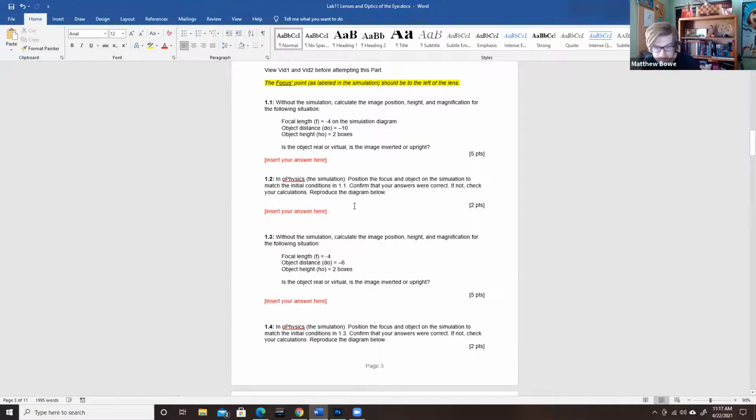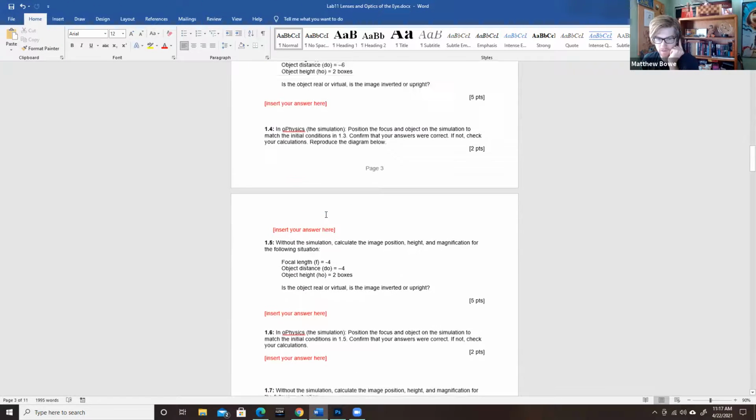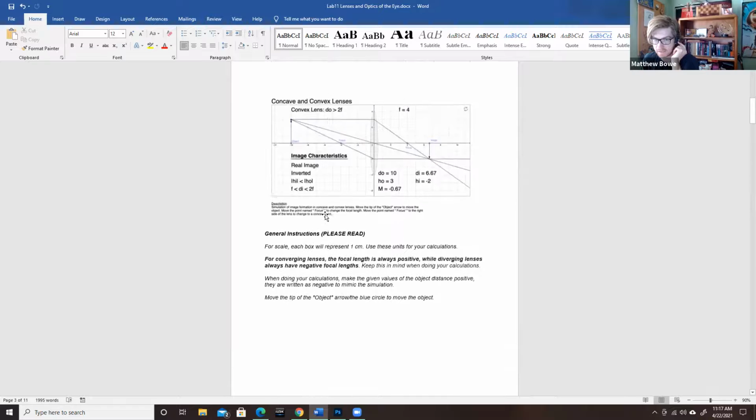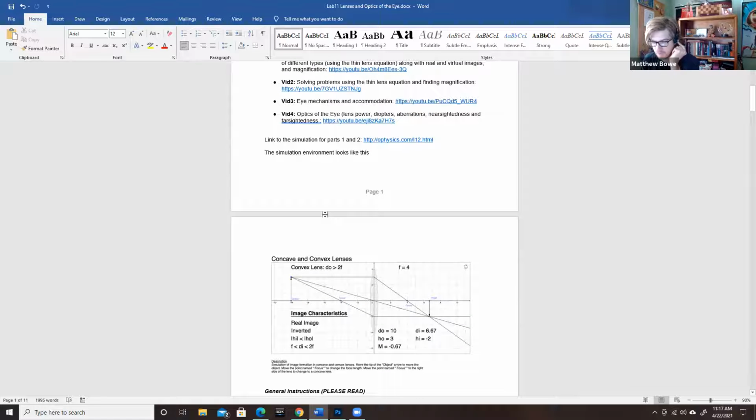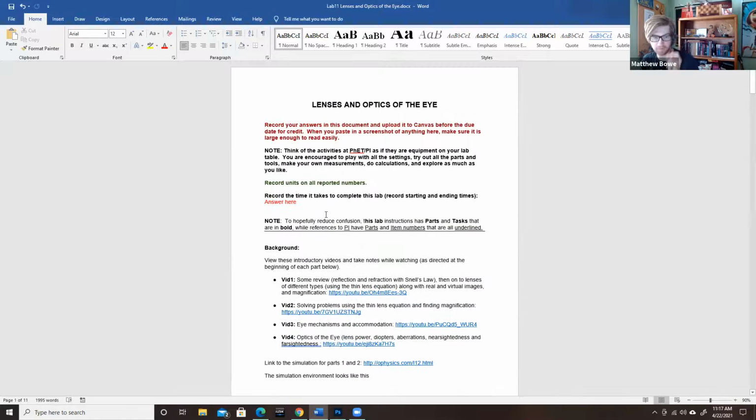When it says reproduce the diagram, you could just take a screenshot. That's fine. Yeah, so that's all I want to see today, is at least 2 of those things worked out.